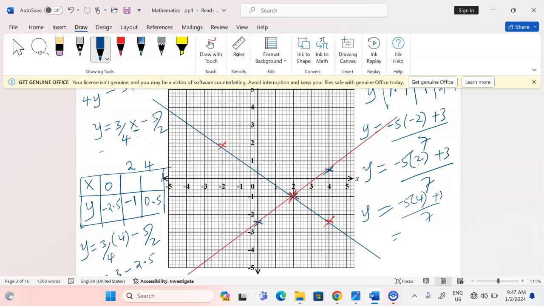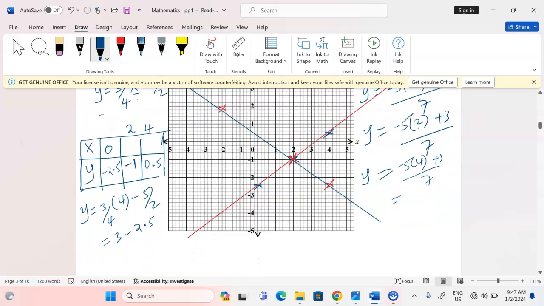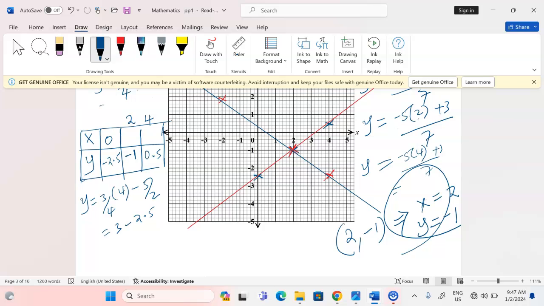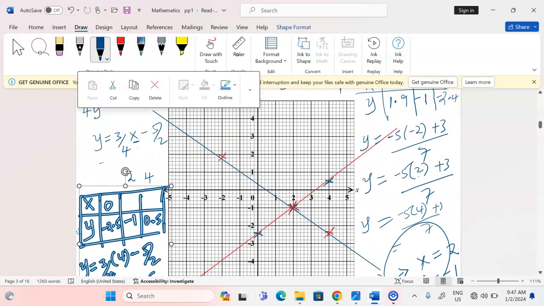Now with our two lines and a point of intersection, we are going to pick the coordinates of the point of intersection. That is going to be our simultaneous solution. So the point of intersection is coordinate 2, negative 1. This means now the value of x is going to be 2 in the simultaneous solution of the two equations, and the value of y is going to be negative 1. So that is how we solve a pair of simultaneous equations graphically.